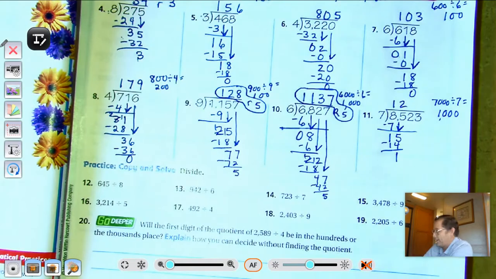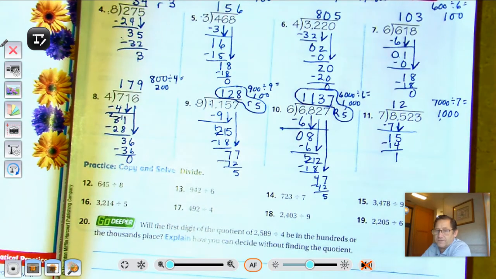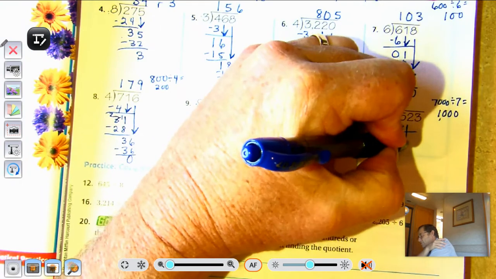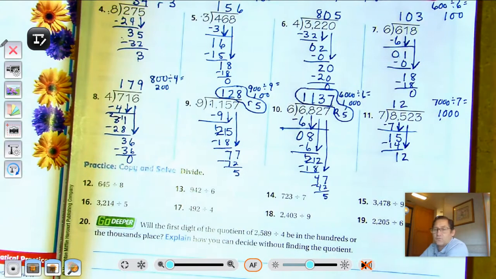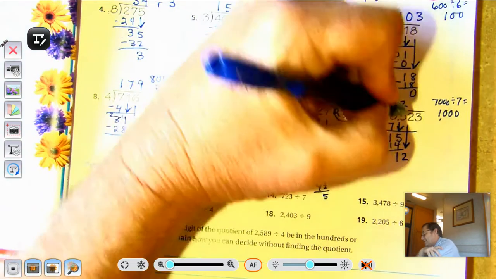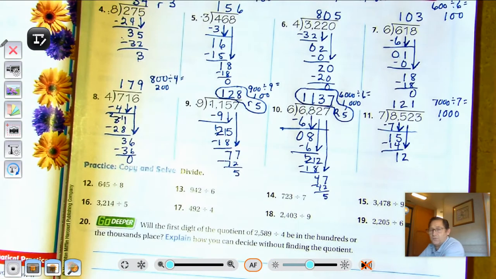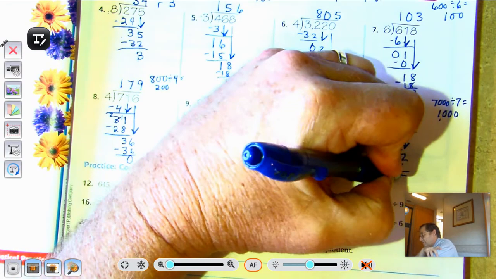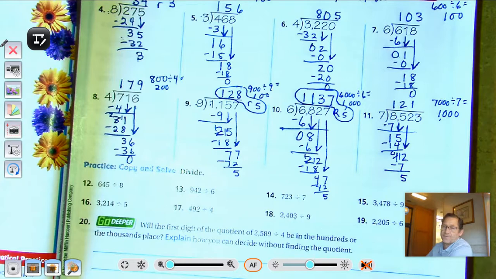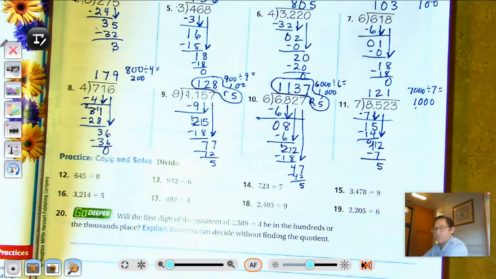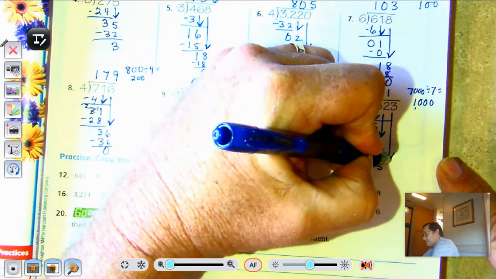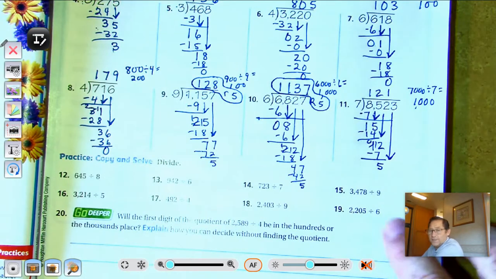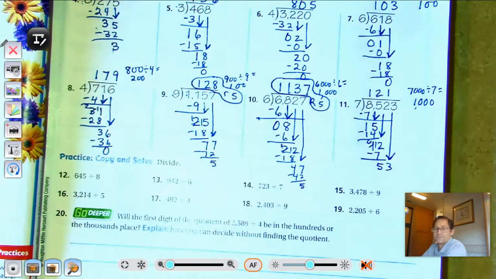7, 14, 21. So 7 times 2 is the closest you can get. Subtract, we're left with 100. 100 can't be shared with 7 groups. So trade the 100 for 10 10s and bring down the 2 10s. 12 10s divided by 7 is 1 in each group. 7 times 1 is 7 10s. Subtract, we're left with 5 10s. 5 10s can't be shared with 7 groups. So trade that for 50 ones and bring down the 3 ones.